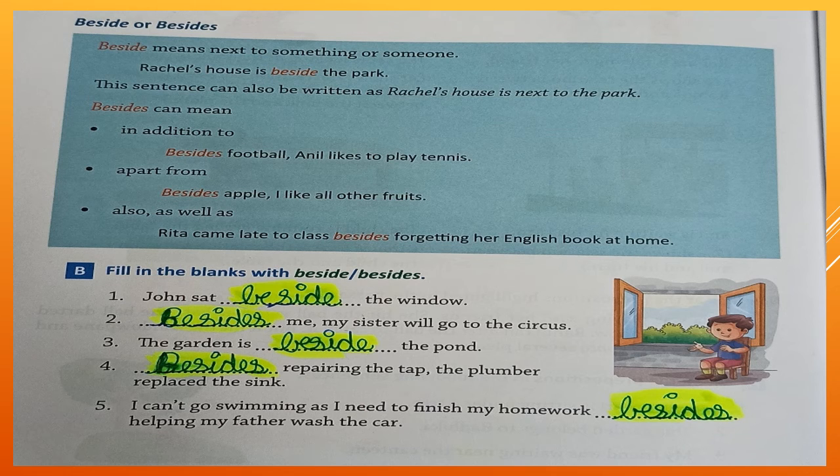Now let's check this with the example sentences, right? Now first one, John sat dash the window. What will we write, beside or besides? Okay, right, here we'll use beside the window because John sat beside the window, के बाजू में वो बैठ गया, right? Now second one, dash me my sister will go to the circus. So here we'll use besides me my sister will go to the circus.